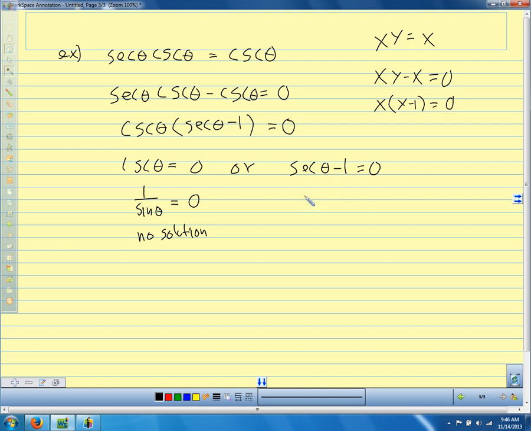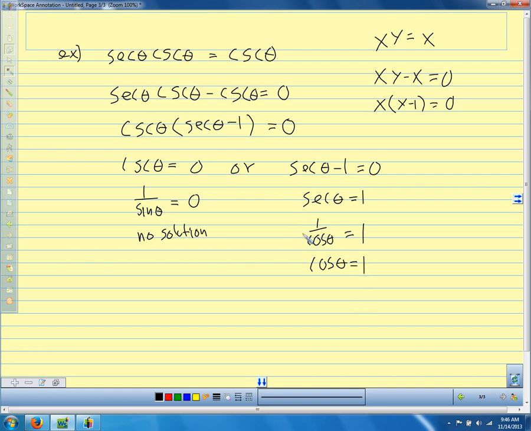So now let's look at this one. This tells us that secant theta equals 1. Secant is related to cosine. So this says 1 over cosine theta equals 1. So what does that tell us the cosine of theta has to equal? Cosine theta equals 1. That's the only way this fraction would equal 1.